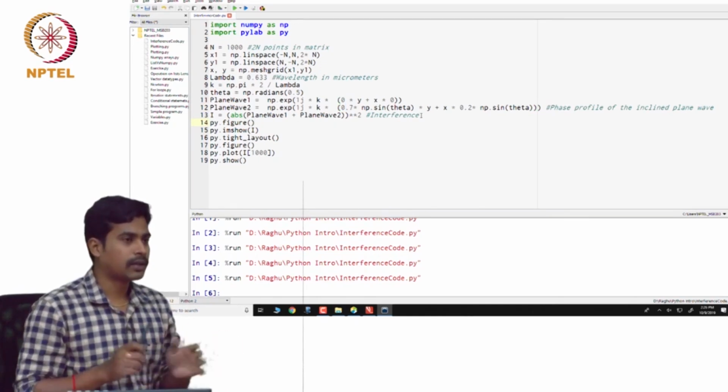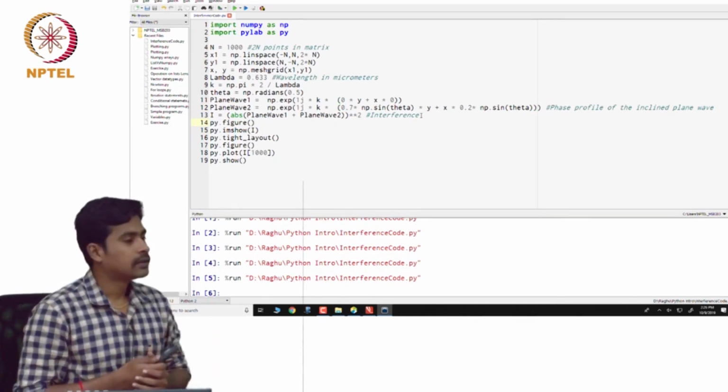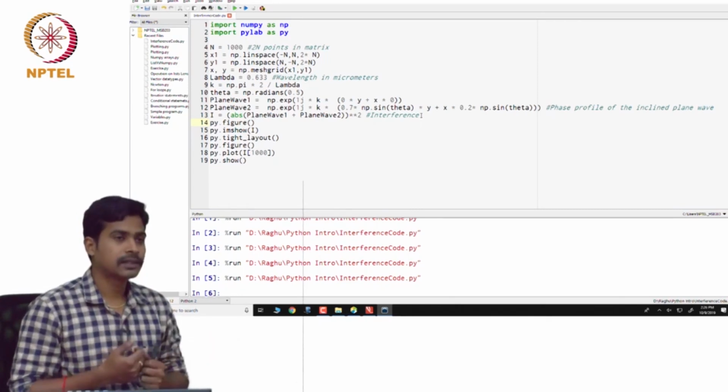With this I want to conclude the interference simulation part. Now, if you have any doubts, you can ask me, otherwise that is it.